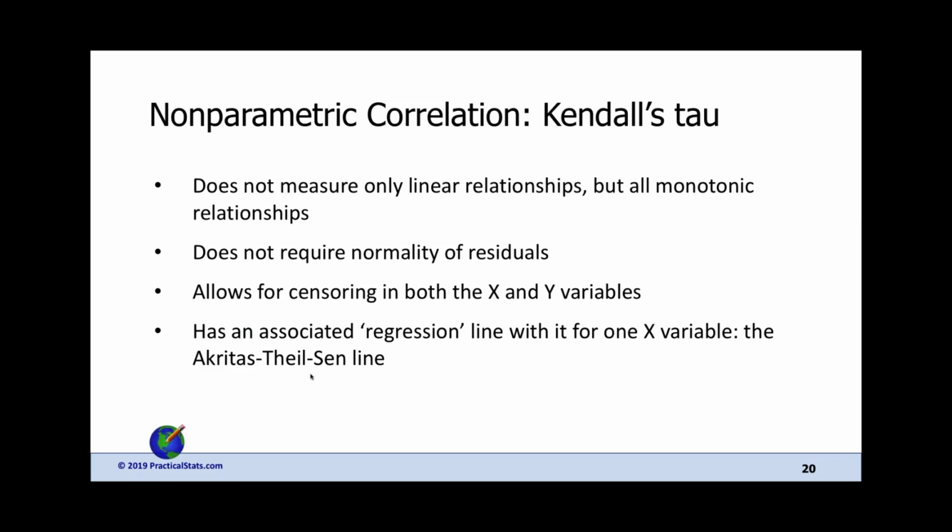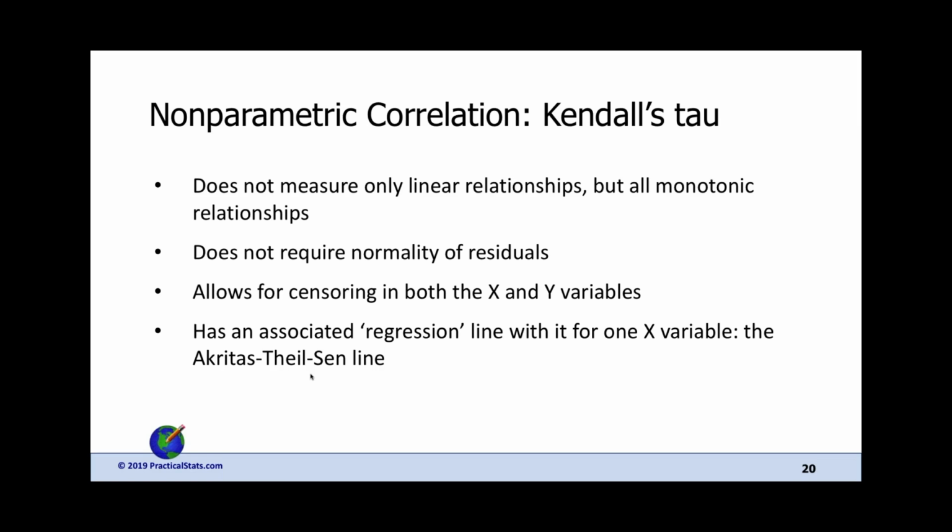The non-parametric approach is Kendall's tau. You probably are familiar with it, but I'll go over it just a bit. It doesn't only measure linear relationships, but all monotonic relationships going in the same direction. So it allows changes in slope. You could have a curve, a continually generally increasing relationship or continually generally decreasing relationship, not up and down. That's not monotonic. But things that are going up and the rate is changing, that will be picked up fine with Kendall's tau.